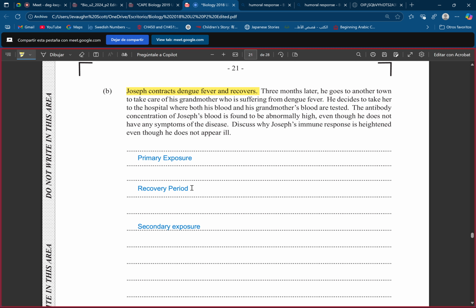The secondary exposure would be met by a fast, effective, efficient, and strong response, because we already have that antigen library. The body has already seen dengue before. The memory B cells are already there producing the antibodies, and the memory T cells are already there assisting with the cell mediated response. So overall, the immune response will be faster and better for the secondary response. The sheer amount of antibodies produced through the humoral pathway would handle that entire dengue issue within Joseph before huge symptoms arise. So when we test Joseph's blood, we see that heightened concentration of antibodies. That's what we see.